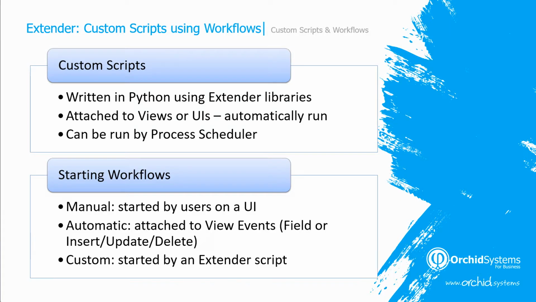Workflows, which are written in Extender, can either be manual, where they're started by a user on a screen, automatic if they're attached to a view event, for example to the field or an insert, update or delete of a view, in which case when the record is inserted or the particular field is changed, the workflow would be automatically started, or they can be started by a custom script. And this is what we're going to do in this video. We're going to have a custom script to start a workflow.